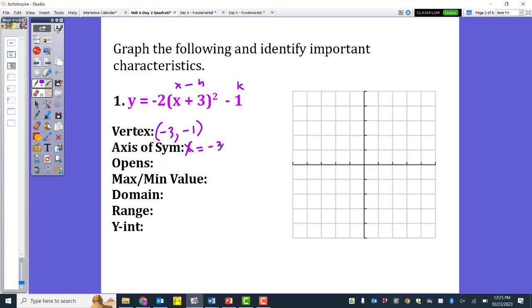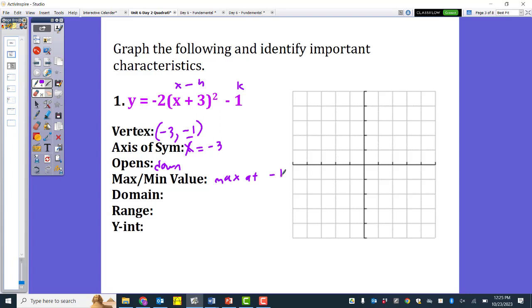The a is negative, which means it's opening downwards. That means it's going to be a maximum. And remember, the new thing that I didn't cover on Friday that I should have, maximum at, and then the y value of the vertex. So at negative 1.